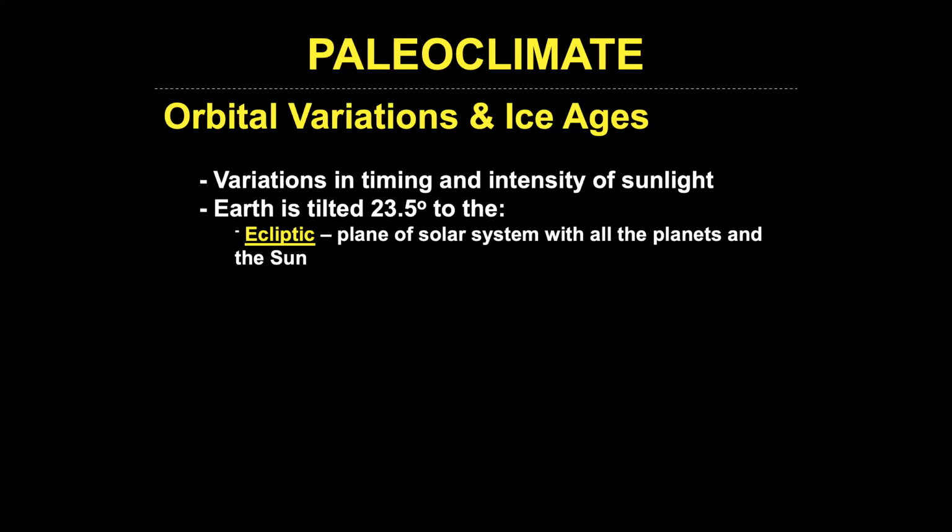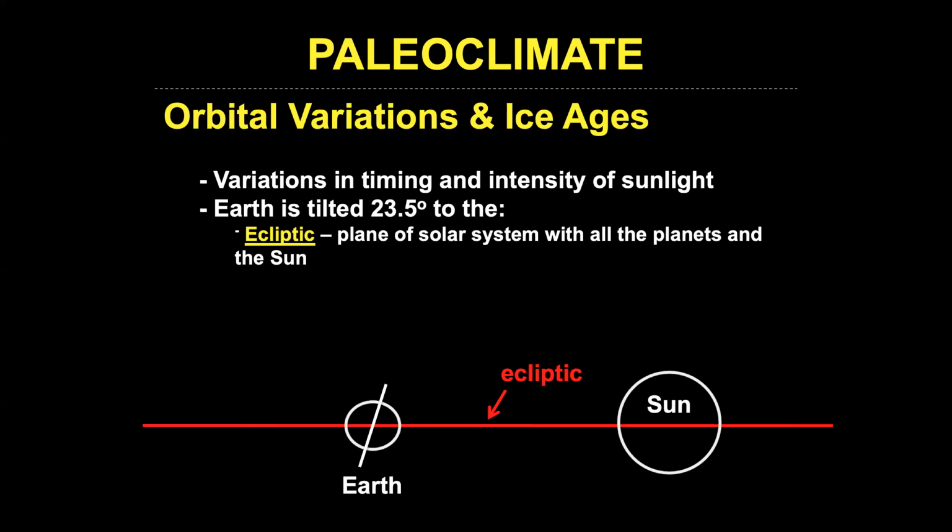First, we have to realize that the Earth is a tilted sphere at 23.5 degrees to the ecliptic. And the ecliptic is the plane that the solar system really makes with all the planets and the sun. So basically, if you draw a sheet of paper, a plane, right through the middle of the sun, it would go right through the middle of the Earth, the tilted Earth at 23.5 degrees. So that's what's called the ecliptic.